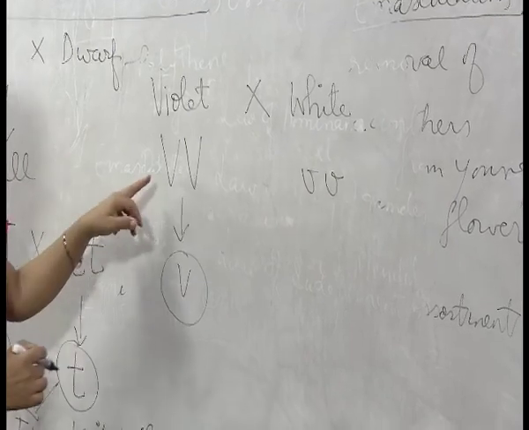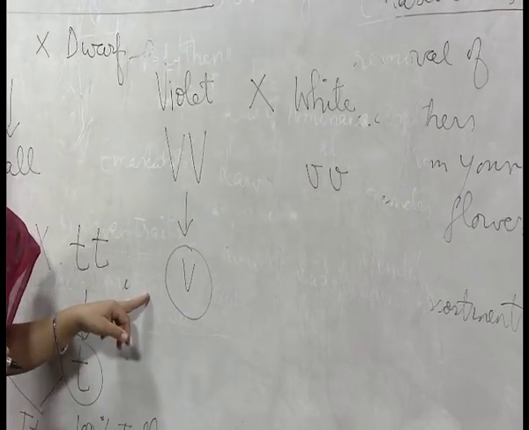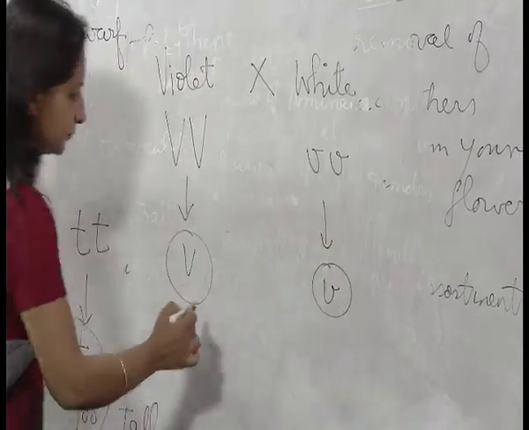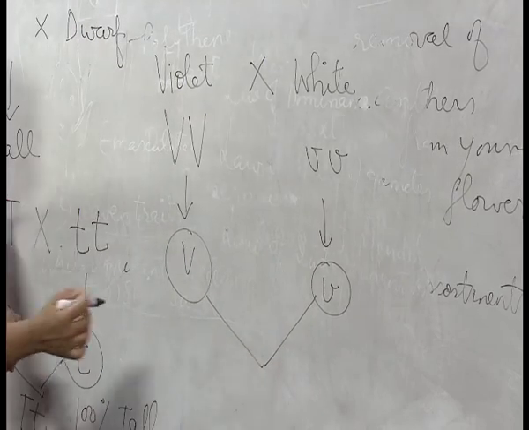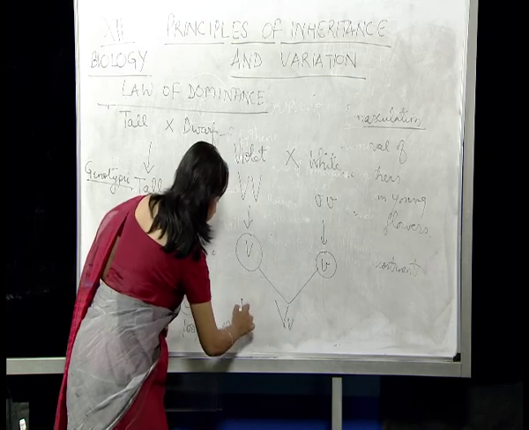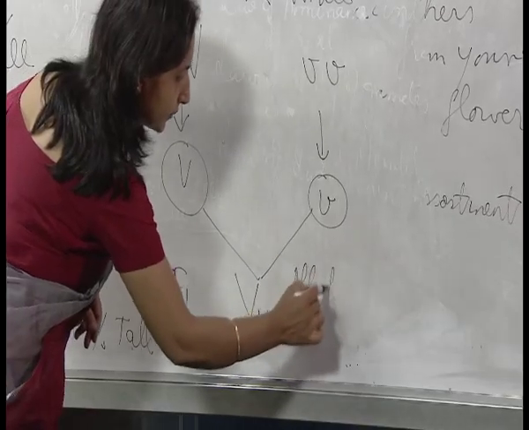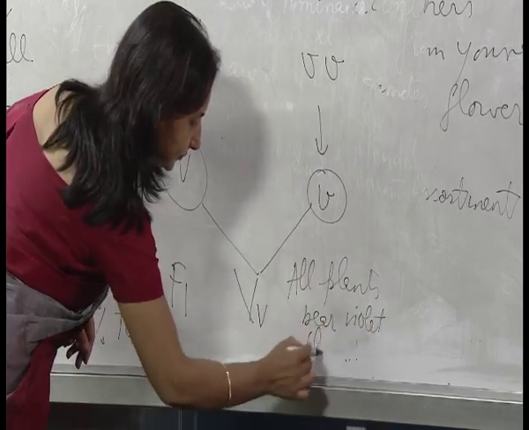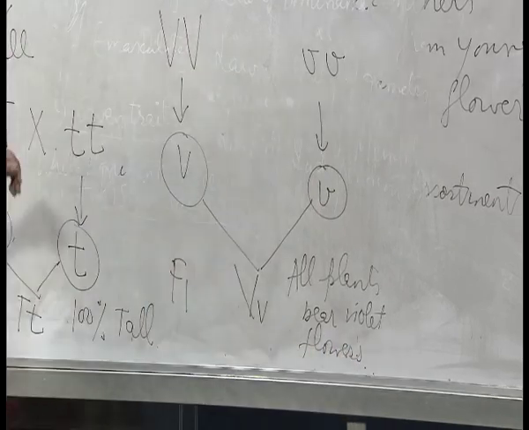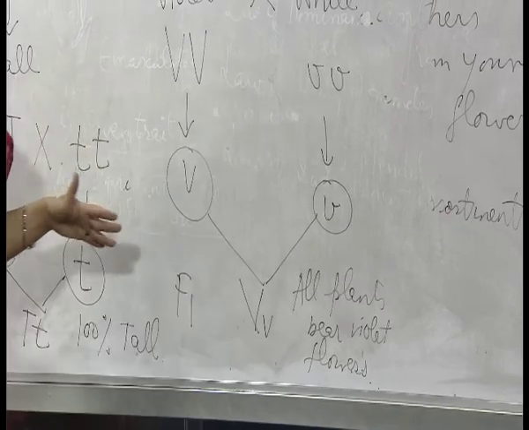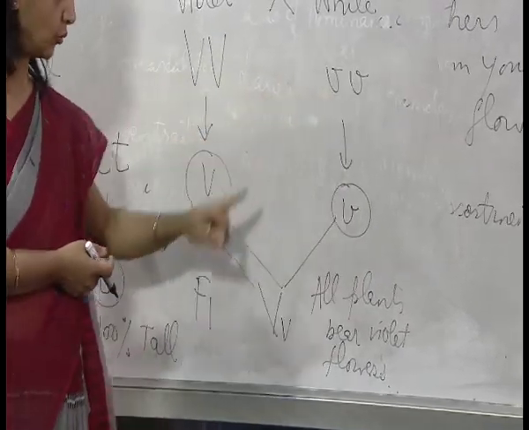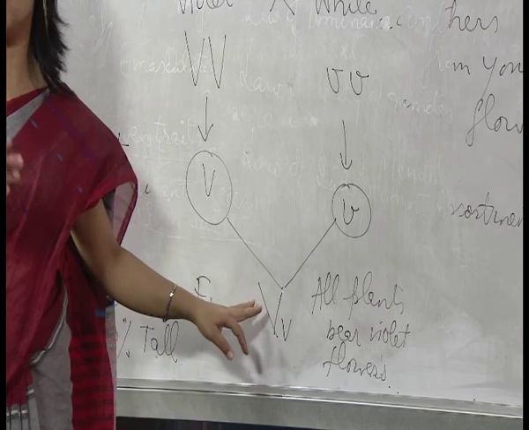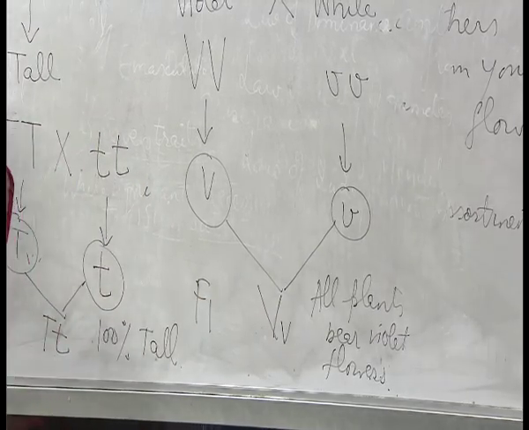When we make the gametes, since reduction division takes place at the time of gamete formation, the number of chromosomes will be reduced to half. And when the gametes fuse at the time of sexual reproduction, in the first generation all plants will bear violet flowers. So this also proves the law of dominance, that out of two forms, only one form appears in the first generation, which is said to be dominating. The one which hides or does not show in the first generation is said to be recessive.